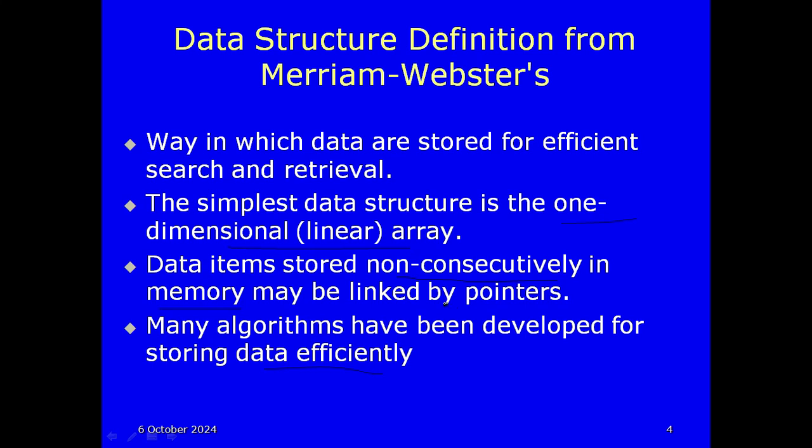So, continuous memory allocation and non-consecutive memory allocation. If you go for continuous memory allocation, it is an array. For non-consecutive memory allocation, we use a linked list.